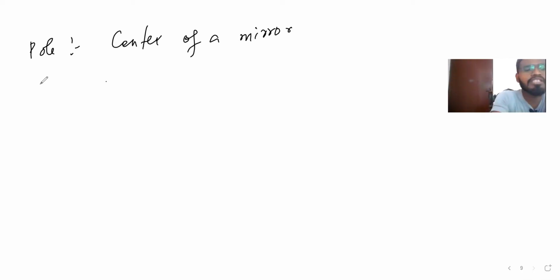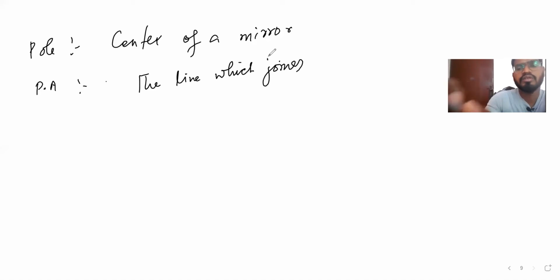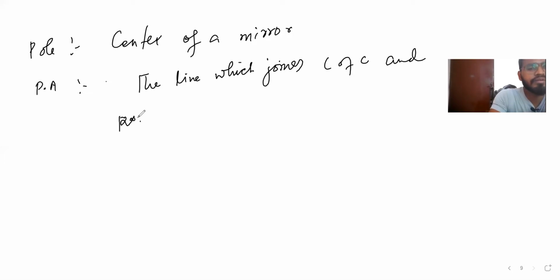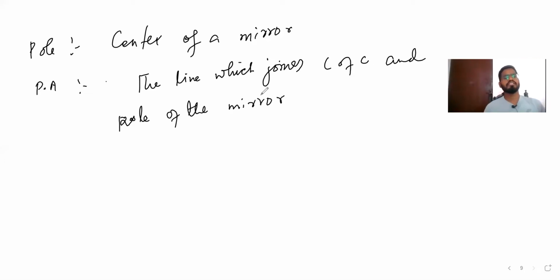Now we are going to do principal axis. Principal axis is the line which joins the center of curvature and the pole of the mirror. That is what? Principal axis.